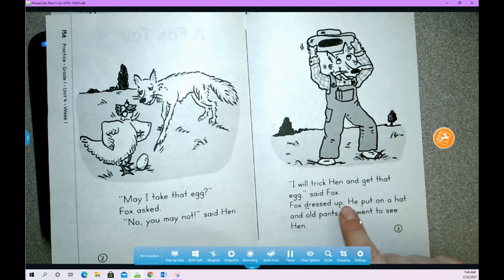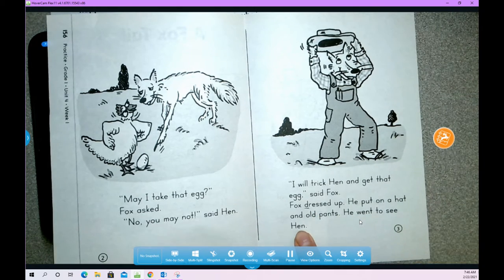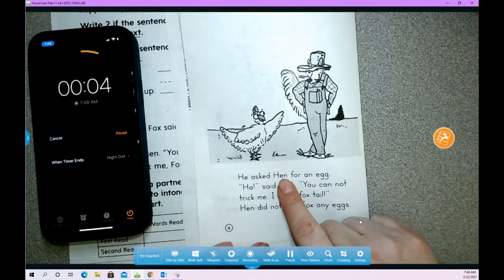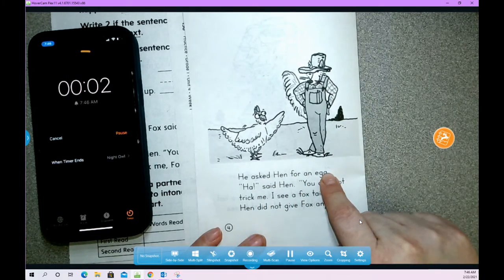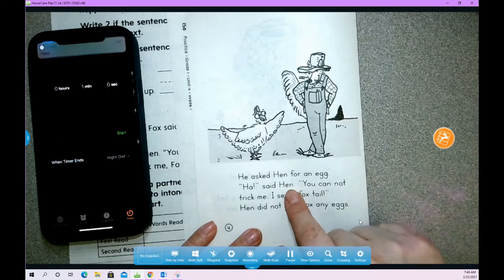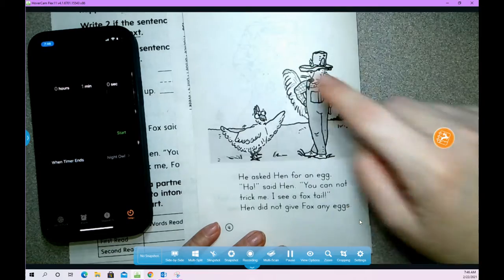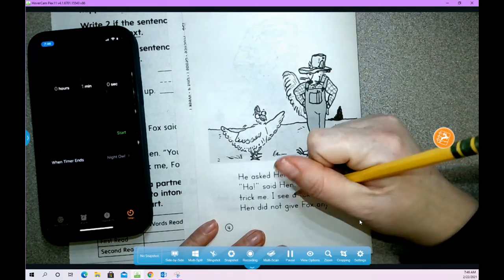Fox dressed up. He put on a hat and old pants. He went to see Hen. He asked Hen for an egg. "Ha," said Hen. Oh, my time's up. I was only able to read up to here.